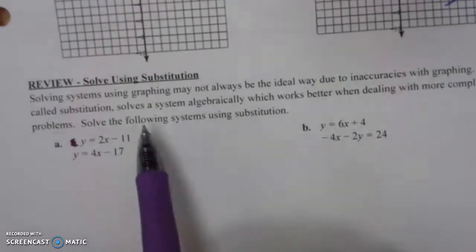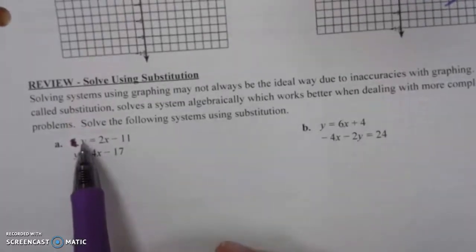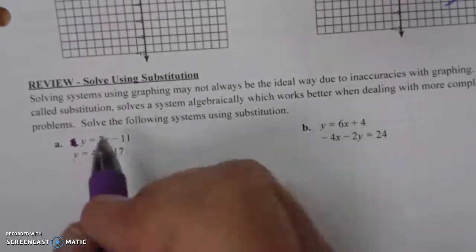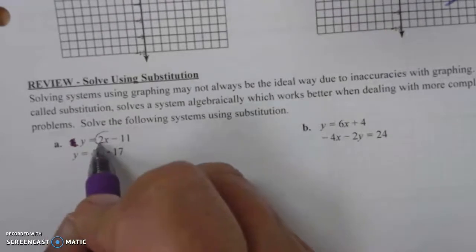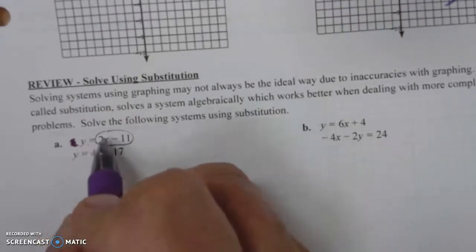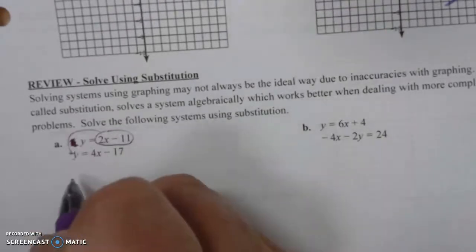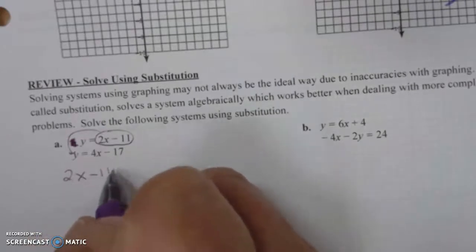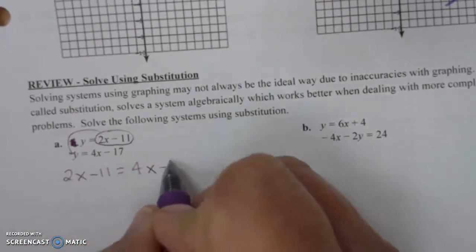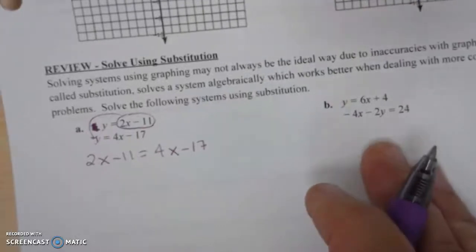So let's do this first problem. What we're going to do is substitution. So see y equals 2x minus 11 and y equals 4x minus 17. Well, I'm basically going to take this portion right here, since that's equivalent to y, I'm going to plug it in there. So we get 2x minus 11 equals 4x minus 17.